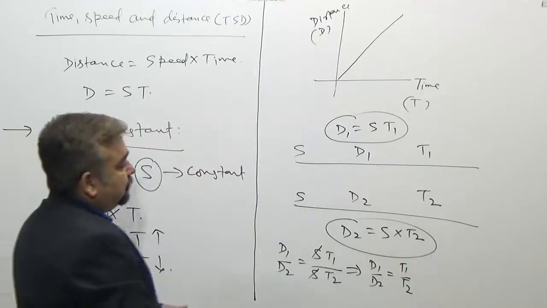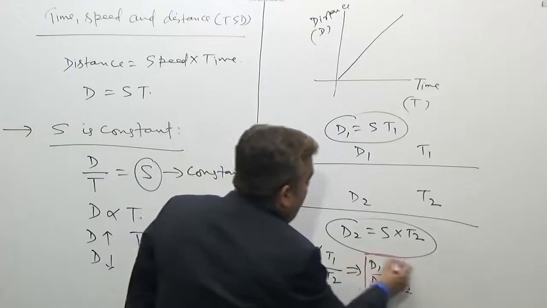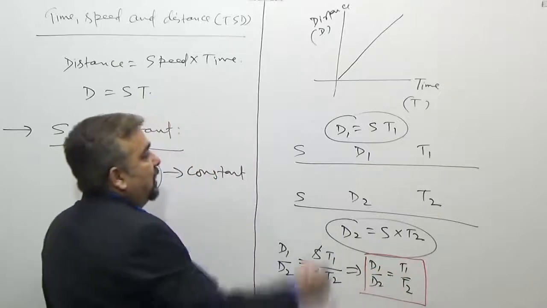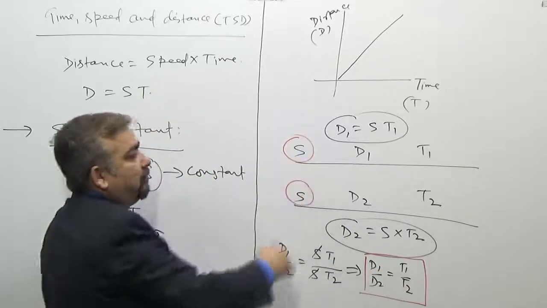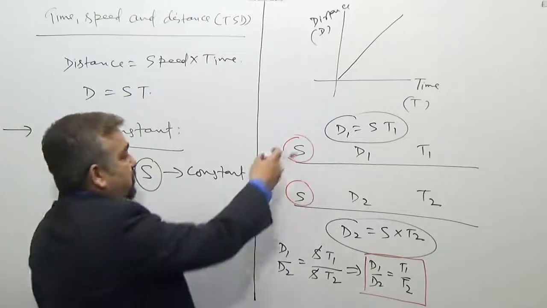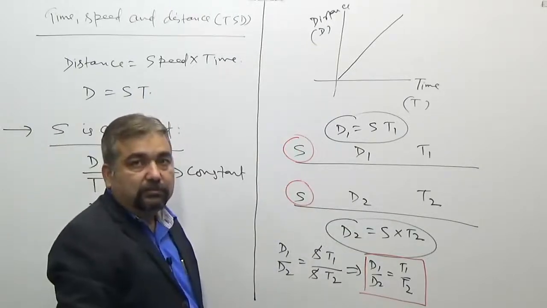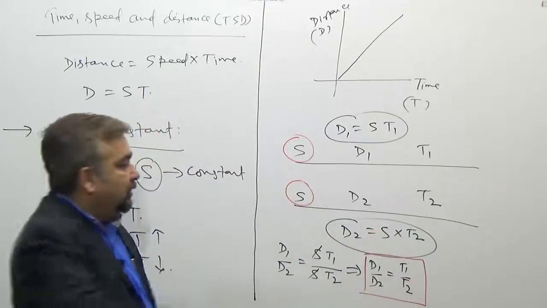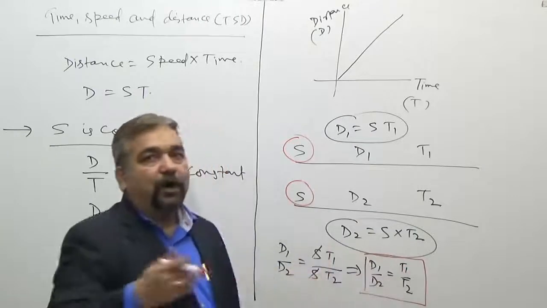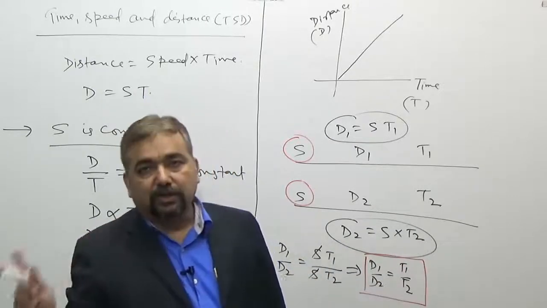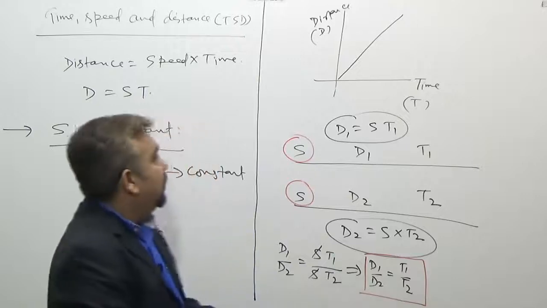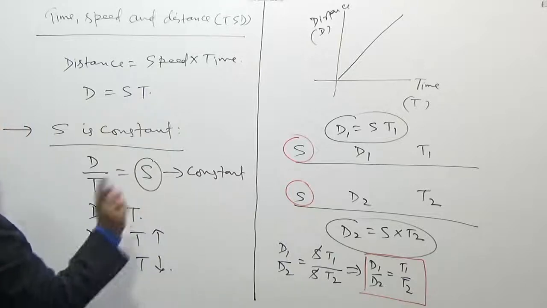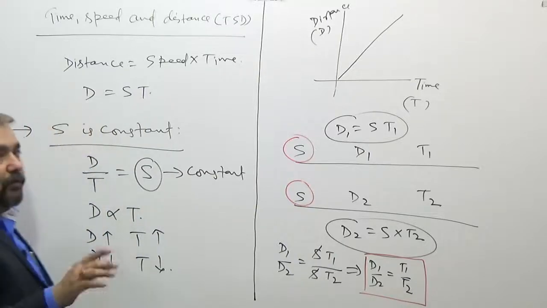That is, the ratio of distances covered equals the ratio of time taken, given that speed is the same, means speed is constant. So the ratio of distances traveled equals the ratio of time taken. This ratio will be used for doing questions when speed is constant. Now, the second ratio we will discuss is when time is constant, and the third, when distance is constant.